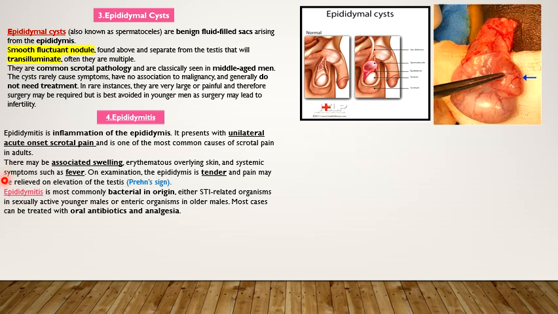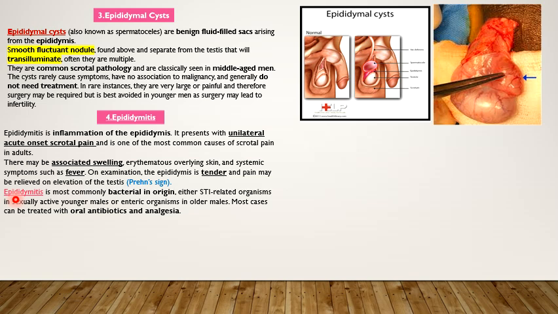On examination, the epididymis is very tender and this pain can be relieved by elevation of the testis. As you gently elevate the testis, the pain becomes less, and this is known as the Prehn sign.